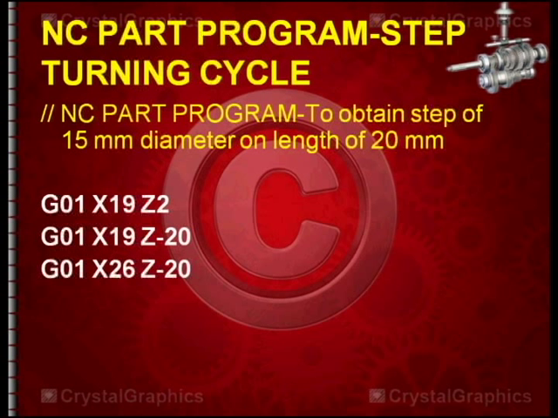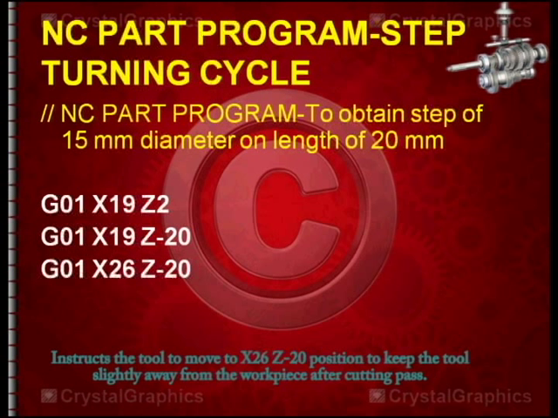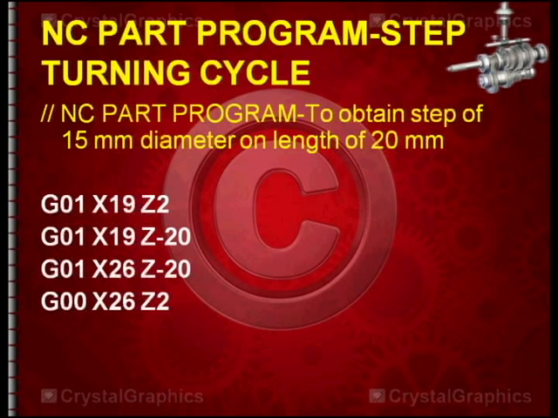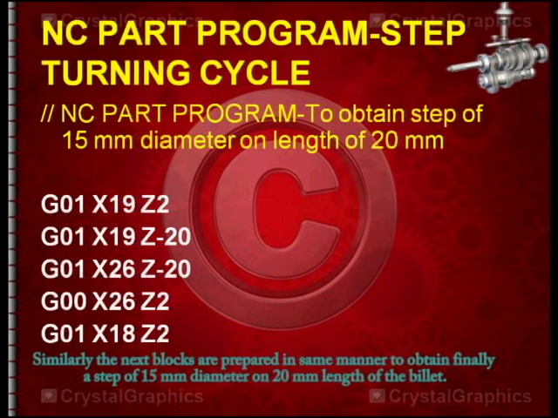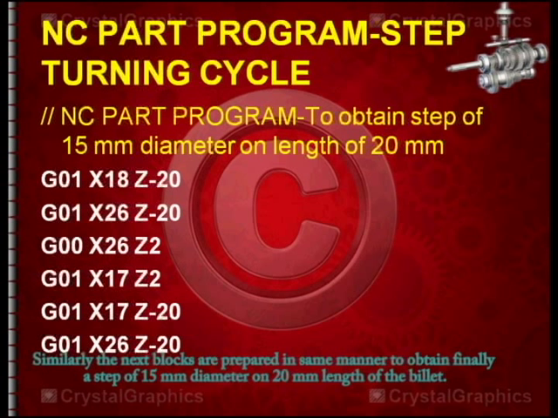G01 X26 Z-20 instructs the tool to move to X26 and Z-20 position to keep the tool slightly away from the workpiece after the cutting pass. G00 X26 Z2 instructs the tool to move to X26 Z2 position to make the tool get ready for the next cutting pass. Similarly, the next blocks are prepared in the same manner to obtain finally a step of 15 mm diameter on 20 mm length of the billet.